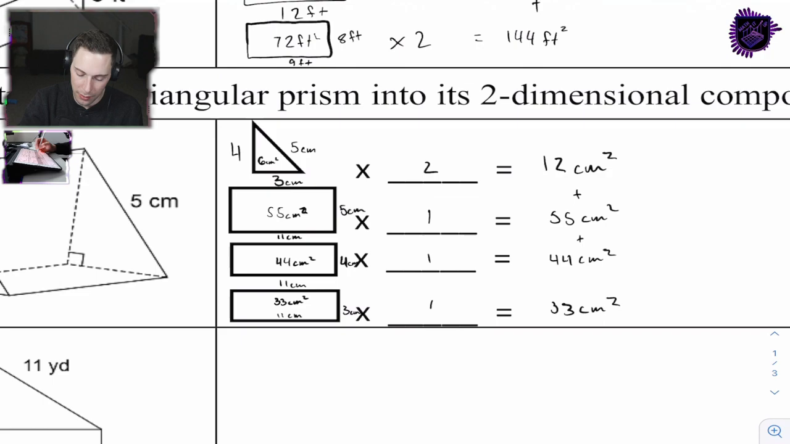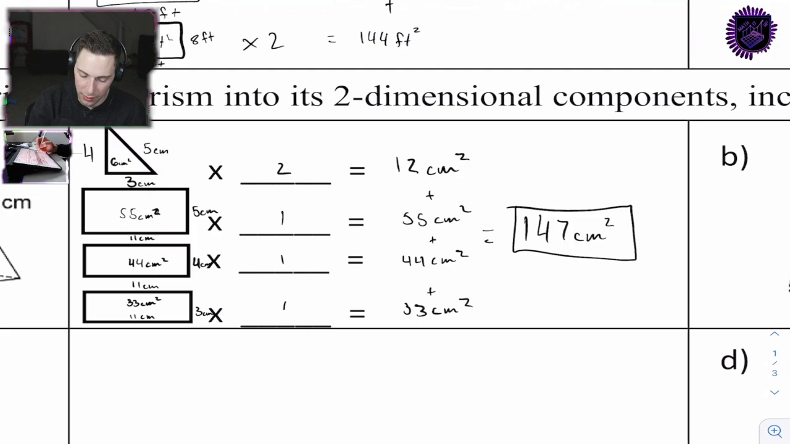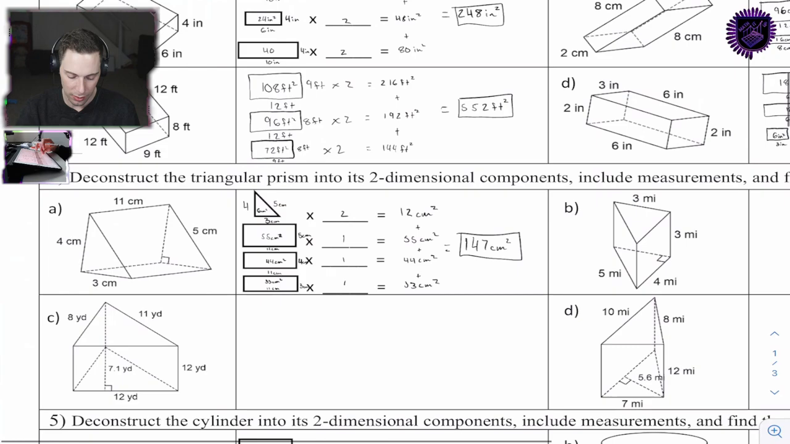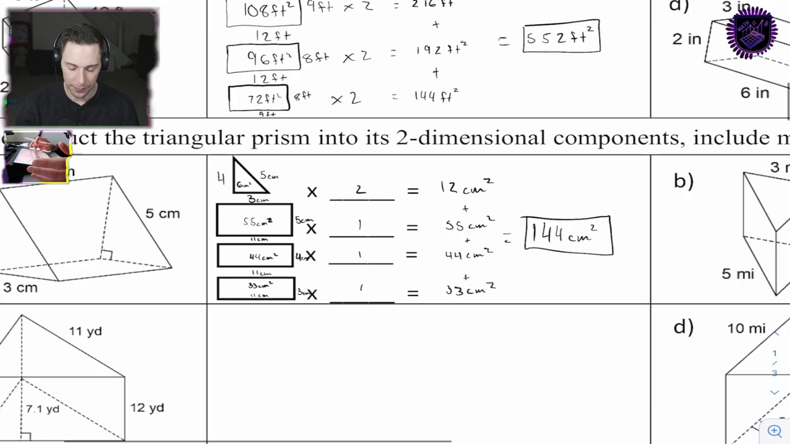And when we add all these numbers together, we'll get our total surface area of, what's that, 147 centimeters squared. It seems a little unround to me. Oh, I messed up my addition. 144, yeah, that sounds right. I added these last ones wrong. 144 centimeters squared. Okay, that is a long process. Step by step, we'll get there.